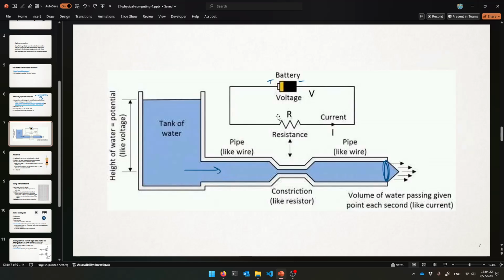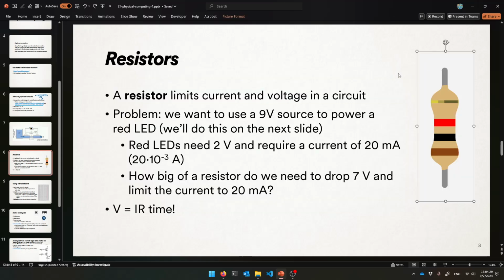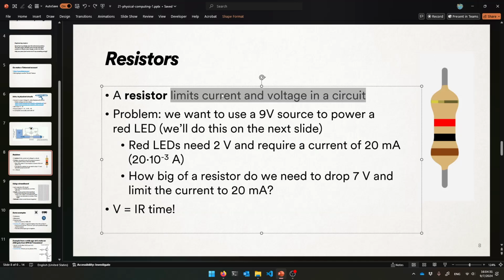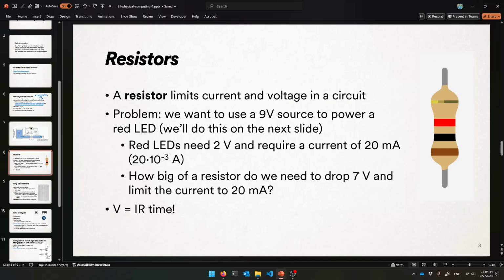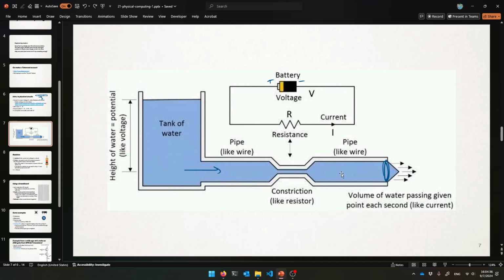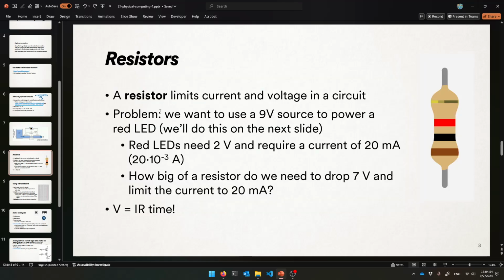So this jagged thing produces resistance, and it's a resistor that does that. So resistors look like this, and they're going to limit both current and voltage in a circuit, because the second you put a kink like this, the water's not going to flow as fast, less current. And then also, even if you have a really high water tower, if you have a very small pipe, you shorten your pipe, like you put a kink in it, then obviously it's not going to want to move as fast. Less potential difference too. So voltage and current get reduced.